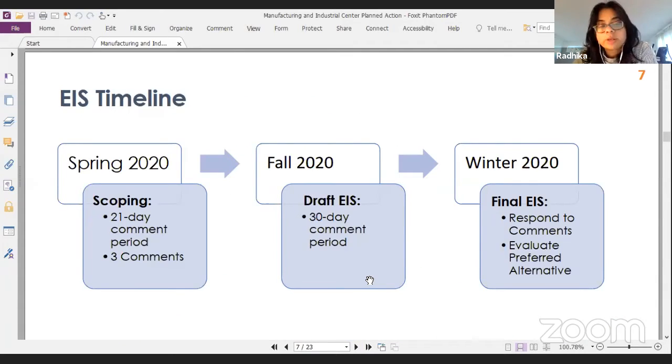In terms of the timeline for the process, we started out in spring 2020. We had a 21-day scoping period where we got a few comments, and I'll reference that in the next slide. We are now in the draft EIS phase. We are in the comment period. We have 30 days for you to provide us with any comments on the draft. And once we receive those comments by the end of the year, we'll respond to comments, we'll evaluate the conceptual alternatives and develop a final preferred alternative. We expect that council will take action on a preferred alternative sometime in early next year or by the end of the year.